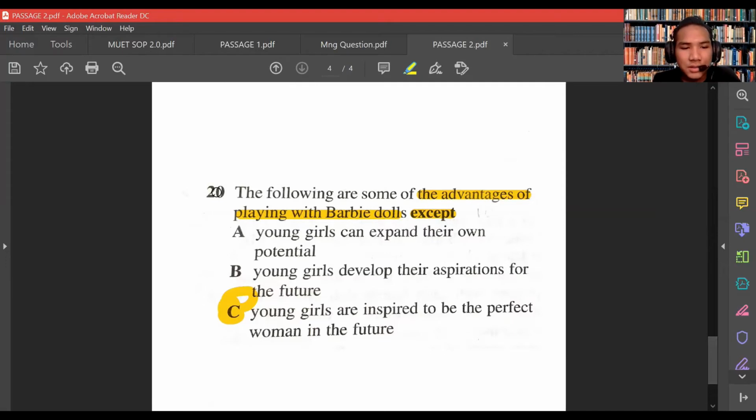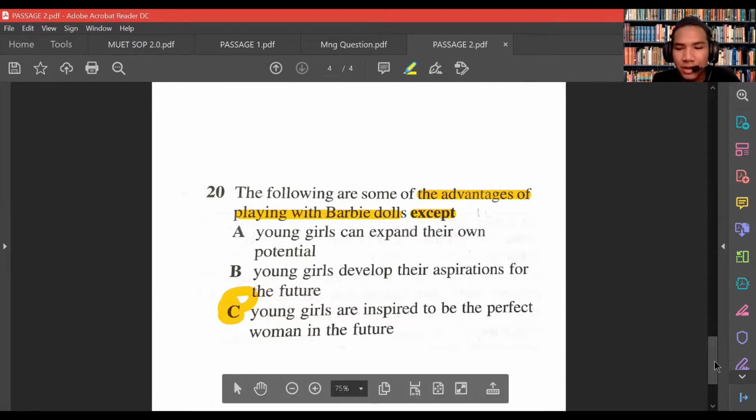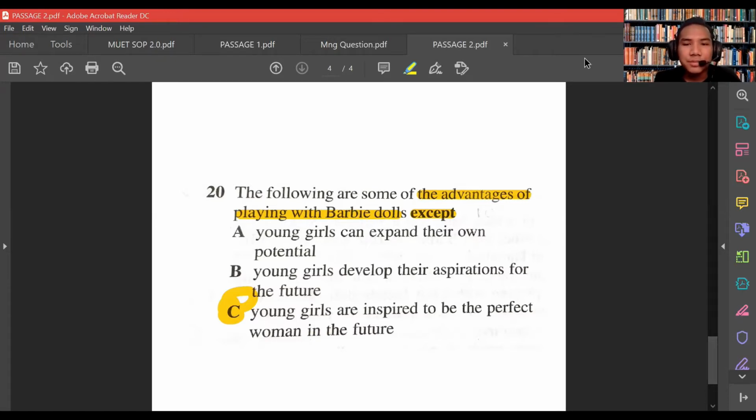Therefore, the answer for 20, advantages of playing with dolls, except, is C, because A and B are the correct advantages of playing with Barbie dolls. Therefore, I will pass it to Syabil to give another example to answer FO type of question. Over to you.